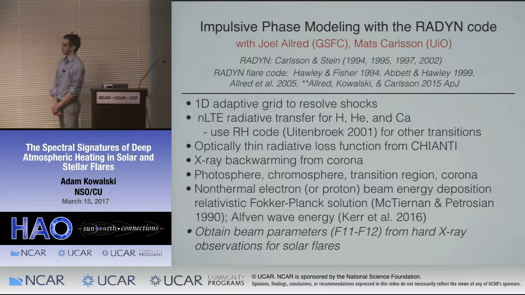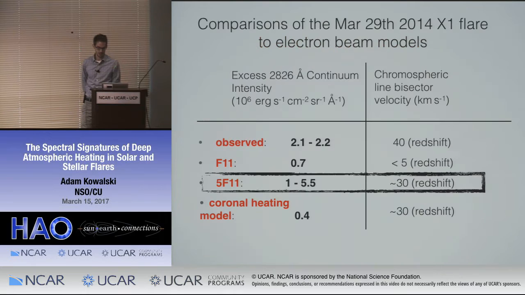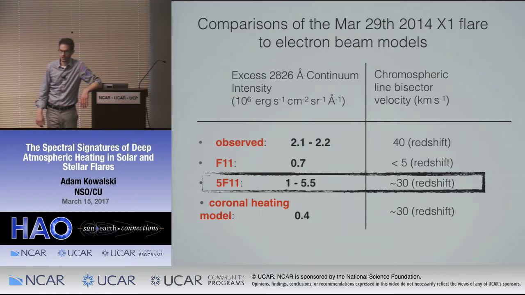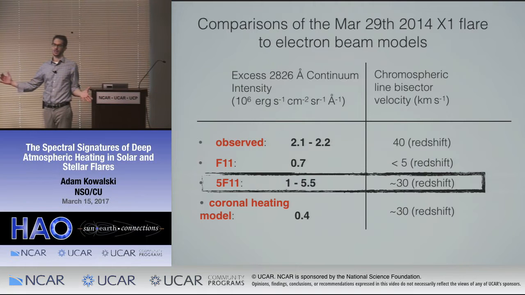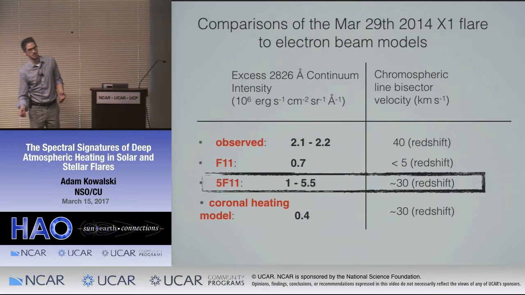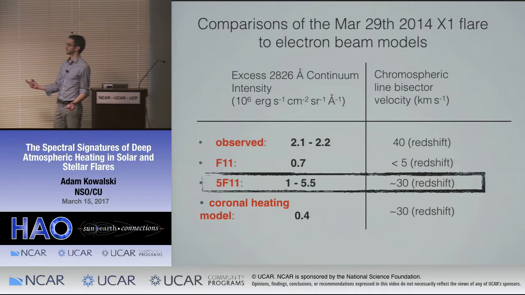One of the most important parameters is this F number, the energy flux in the electron beam. And we have constraints on that from RHESSI and from the flare footpoint sizes. RHESSI observed the March 29th flare, and there are various estimates of what this electron energy flux could be, from 10 to the 11, or F11, to several times 10 to the 11, or several F11. So we run a series of simulations that bracket the range of this energy flux. We run an F11 and a 5F11.